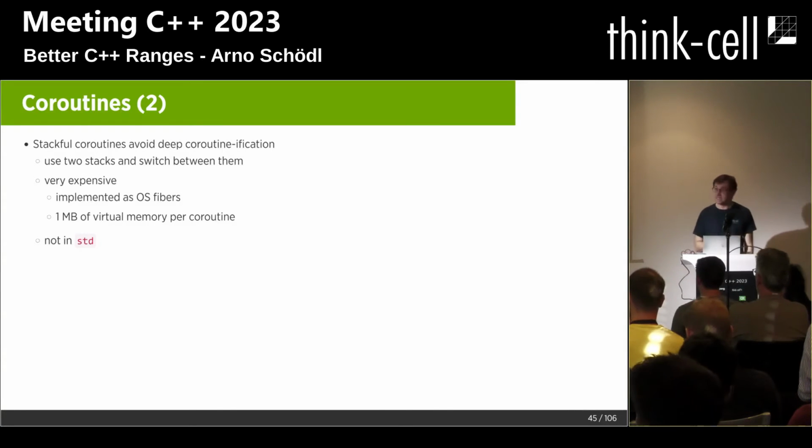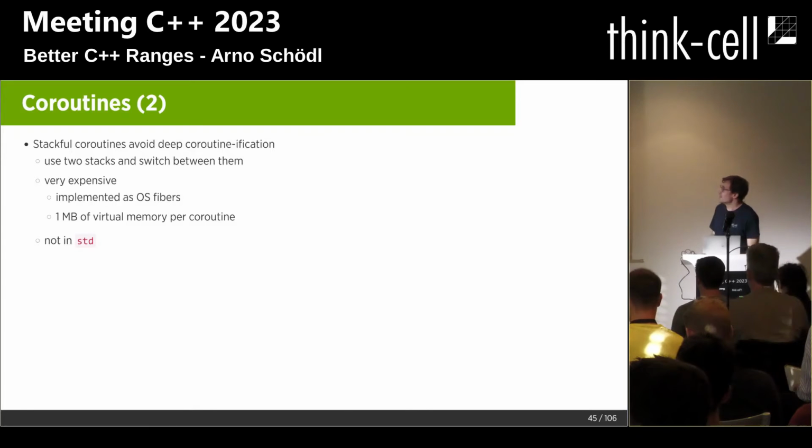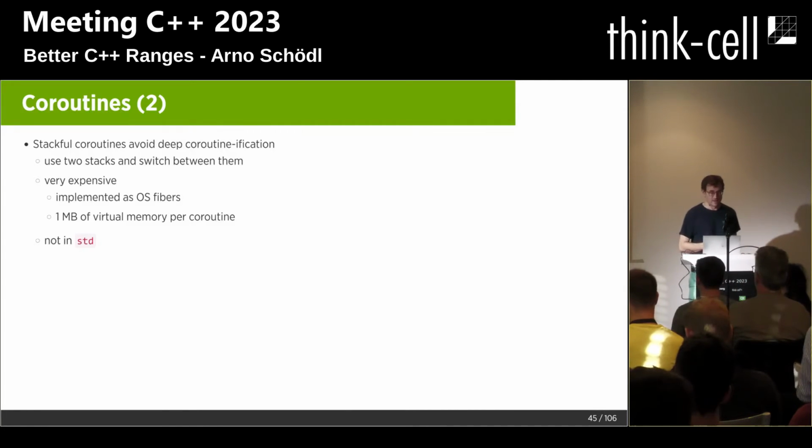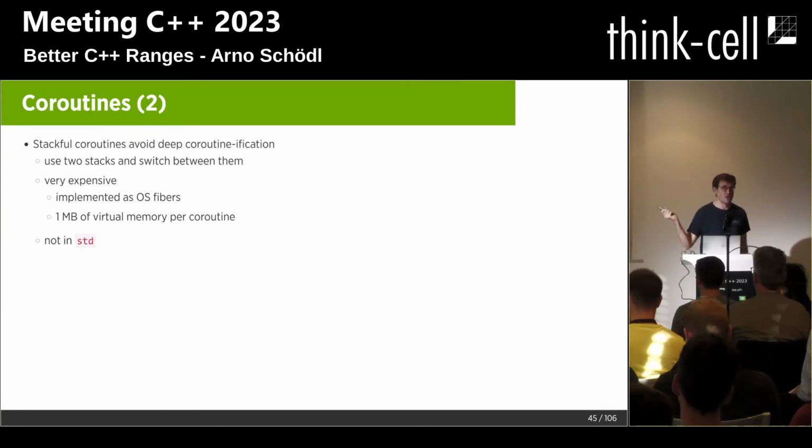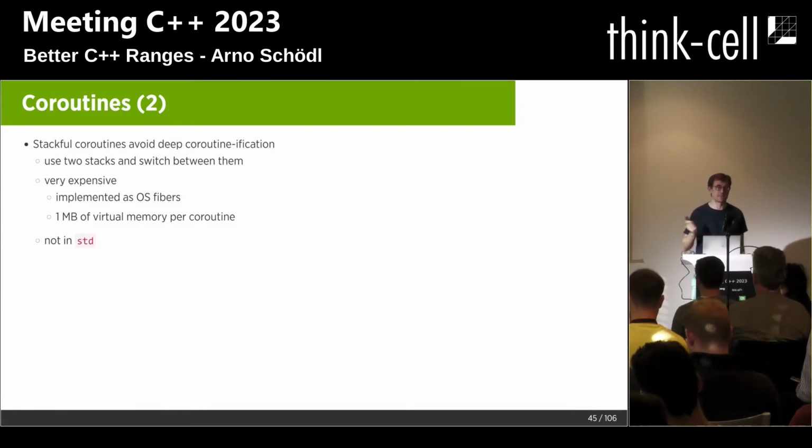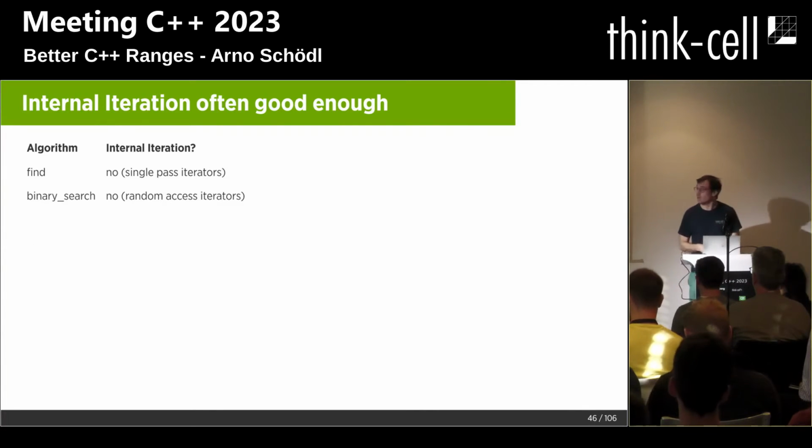The deep coroutinification you can also avoid, but then you're really going to stackful coroutines, which the standard doesn't have. And it really means you have two stacks, you have to switch between them, you have to implement them as operating system fibers. It's going to be very expensive and nothing that you want to use for a tight loop that you typically have in range code, where you have a very tight for each loop that has to be very efficient. So, and it turns out the internal iteration is often good enough.